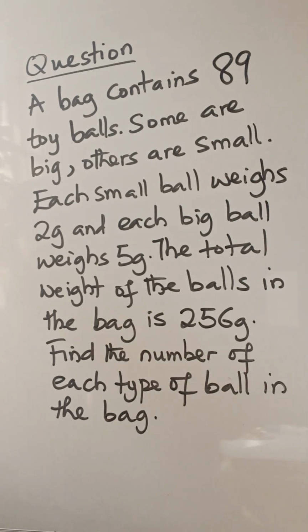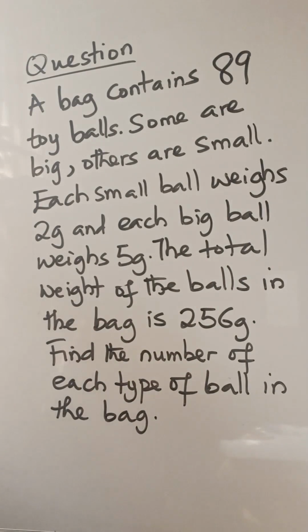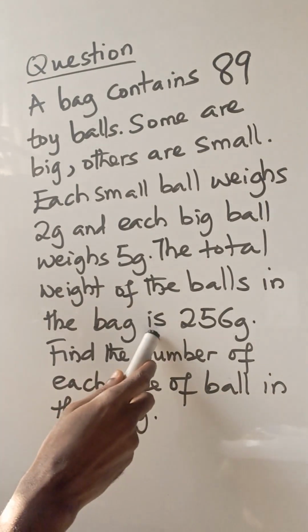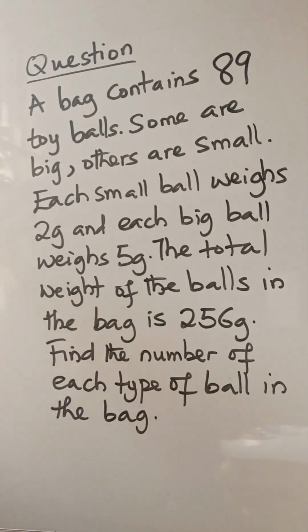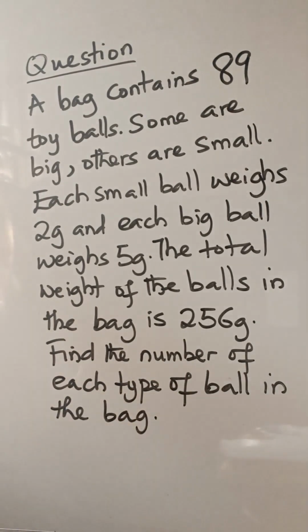So today we are going to look at a word problem. I'm going to simply read it. A bag contains 89 toy balls. Some are big, others are small. Each small ball weighs 2 grams and each big ball weighs 5 grams. The total weight of the balls in the bag is 256 grams. Find the number of each type of ball in the bag.